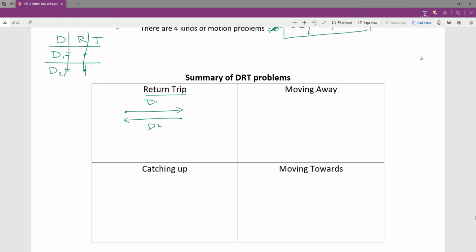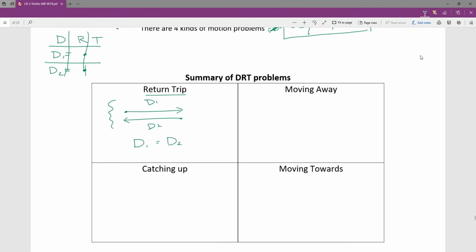It's the same distance, but it might take you longer and you might go slower getting there than it does coming back. So your rate and your time might be different variables, but the distances are going to be fixed. And so this would be the picture that illustrates the return trip. And the framework for the formula is that you would have distance 1 equaling distance 2.